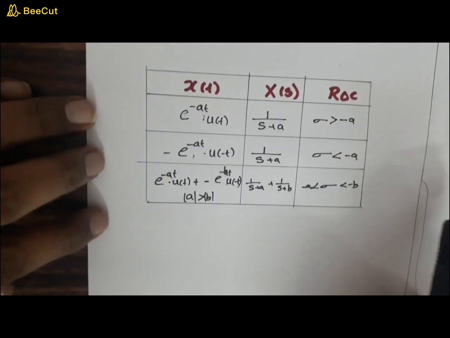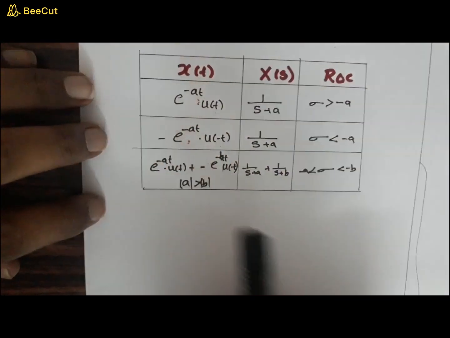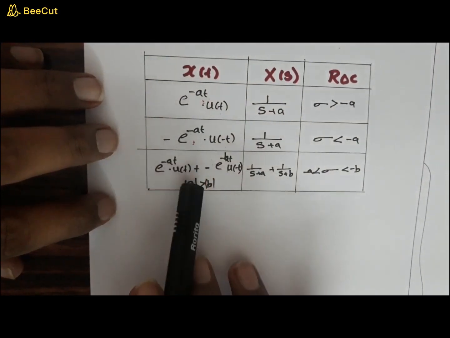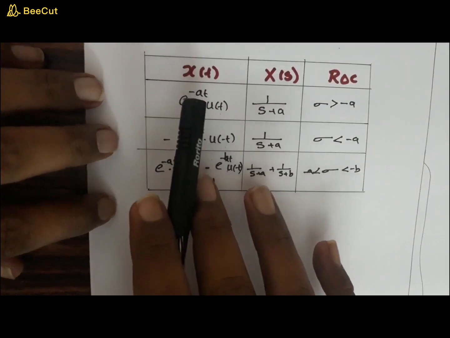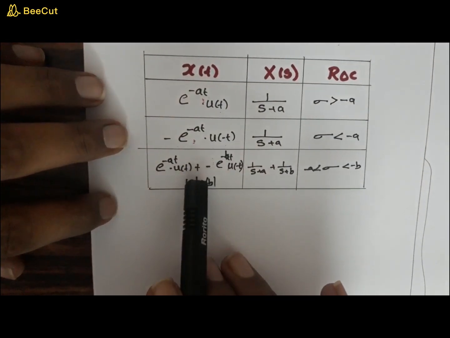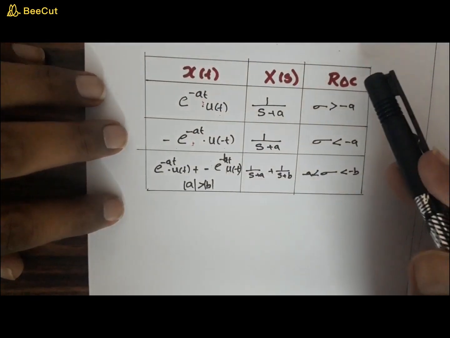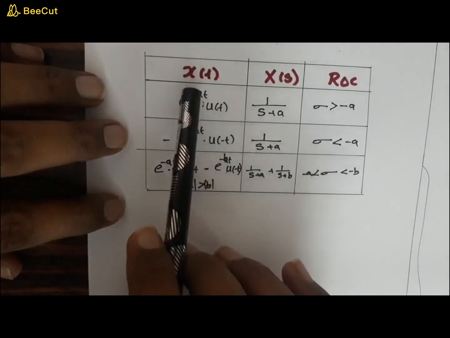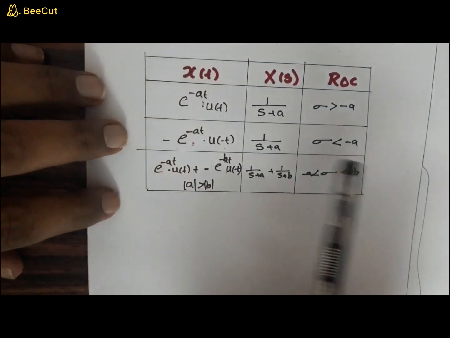Now in video class number 9, we did three problems, where we found the Laplace transform of three different signals, while explaining the concept of ROC. So here are those problems. I have tabulated the results.